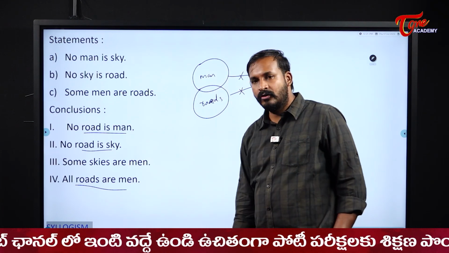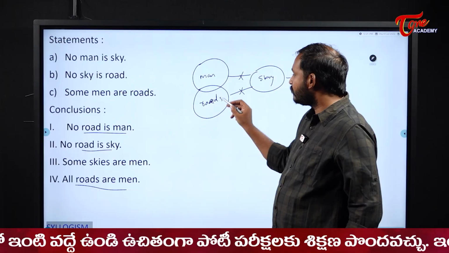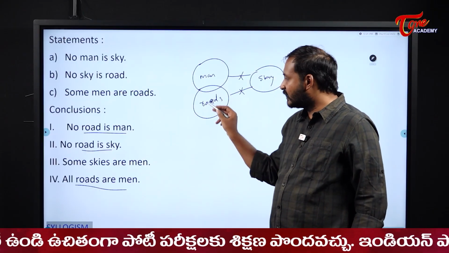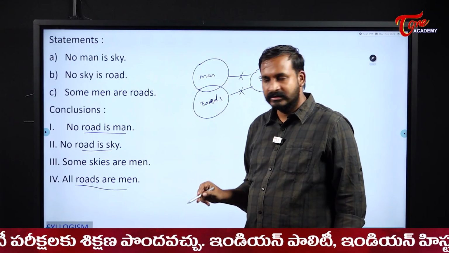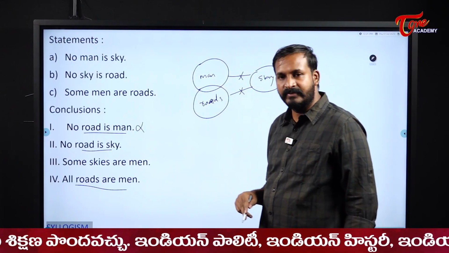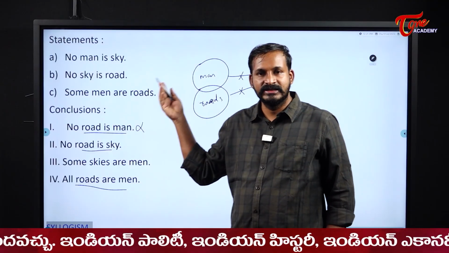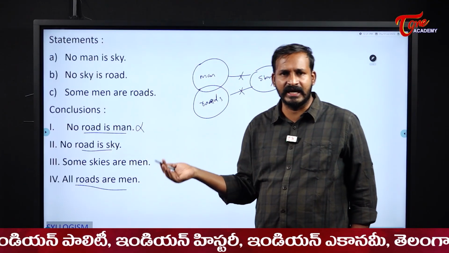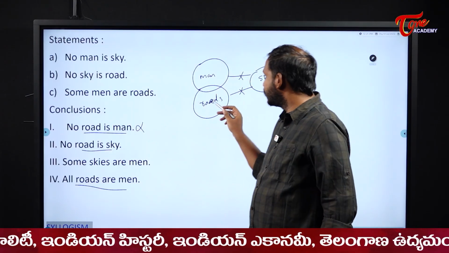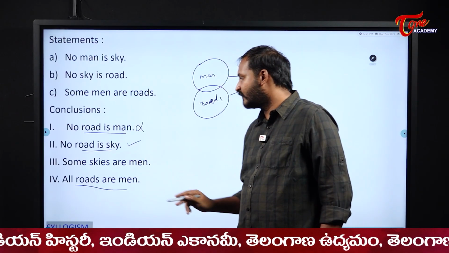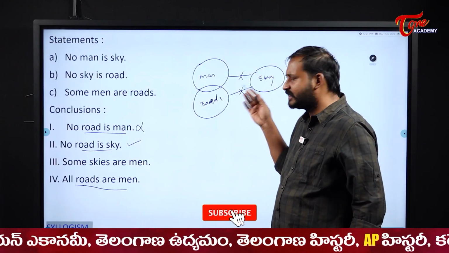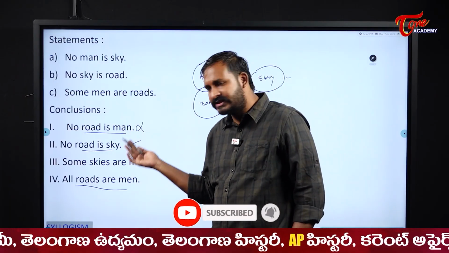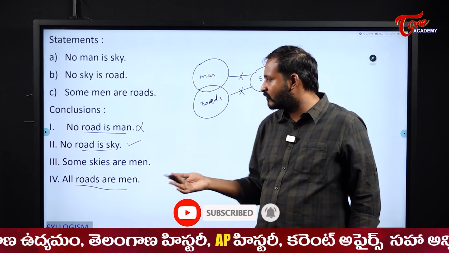Now see here, no road is a man. It is false, right? By default it is false, because it is false in the basic diagram only. Next, no road is sky. That is always true, because that is the given statement. No need to check once again and waste your time. So directly you can say that no road is sky.